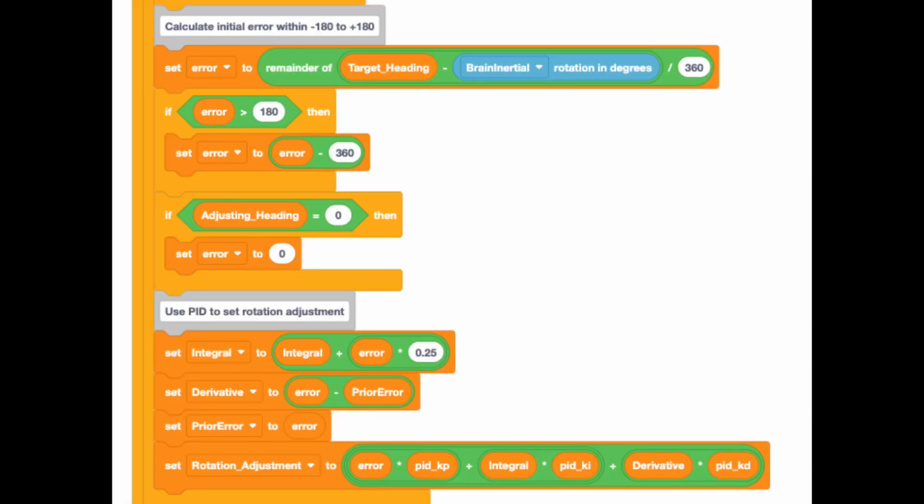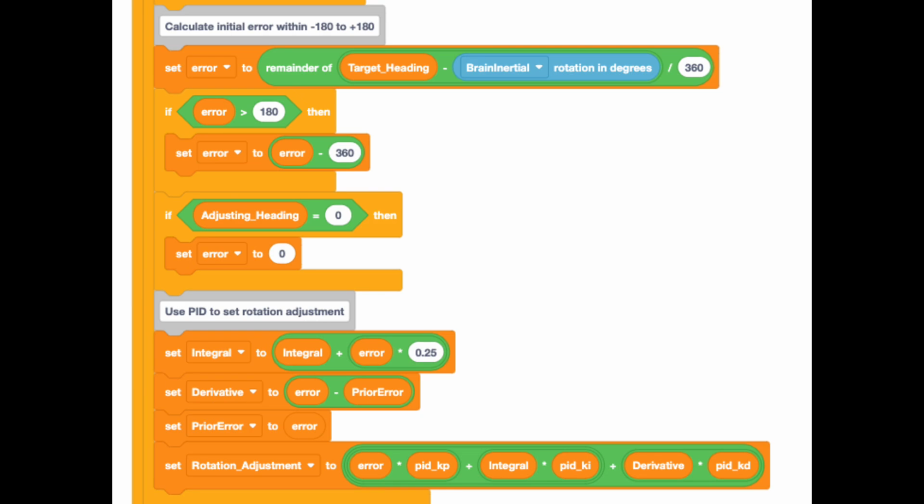Now we'll go through the PID controller we use to keep the robot at a target heading. We start by calculating the error between the heading we're at and what we want to be at. Then we scale this so that it's between plus 180 and minus 180 degrees. We set this to 0 if we're not adjusting heading, like before the match when the robot shouldn't be moving.